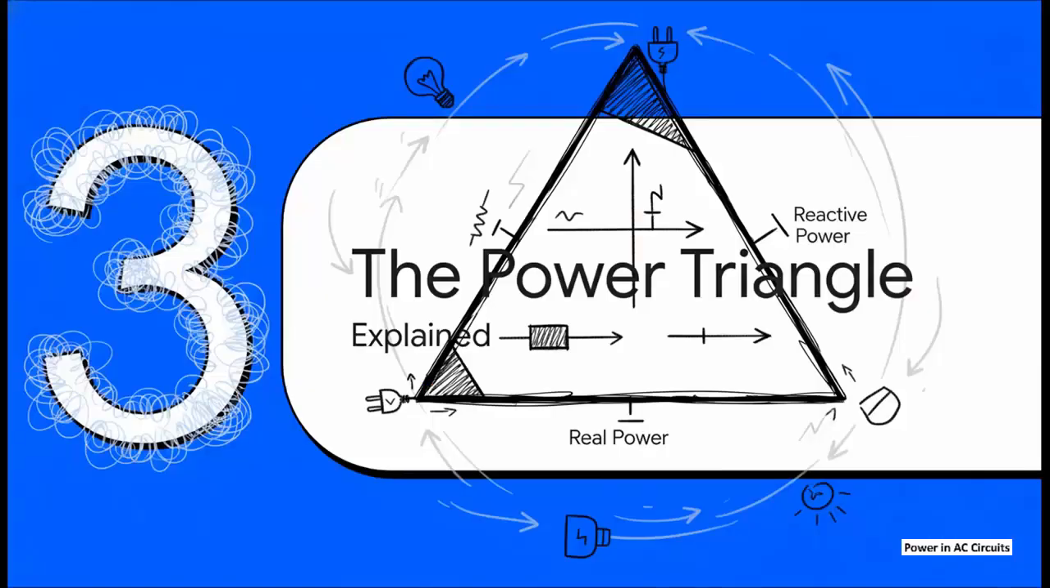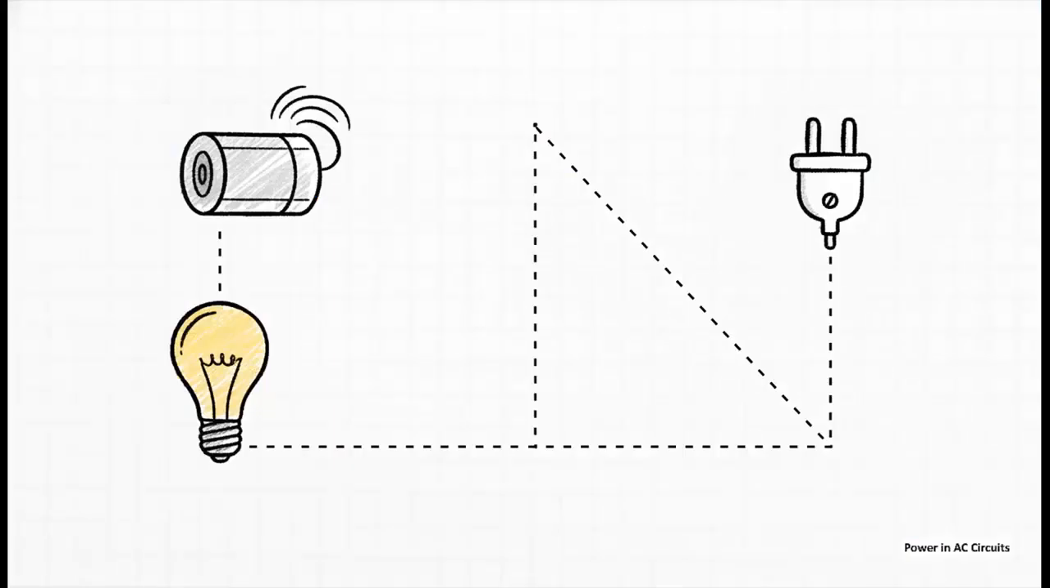So, how do these three different powers relate to each other? Well, it turns out they fit together perfectly in something called the power triangle. It's actually incredibly elegant. Real, reactive, and apparent power will always form a perfect right-angle triangle.